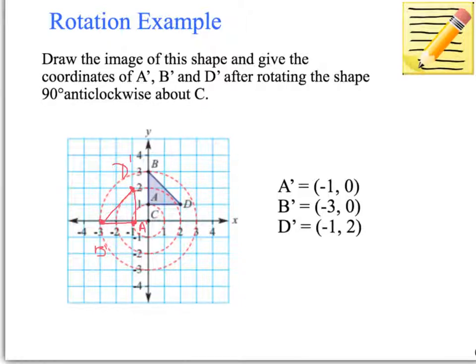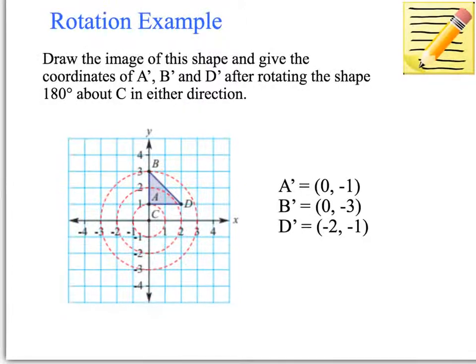It will just be -1, 0. B will be -3, 0. And then D will be -1 and 2, because we have moved up 2. Okay, you only need to write one example down, so no need to write this one if you've already done the other one.